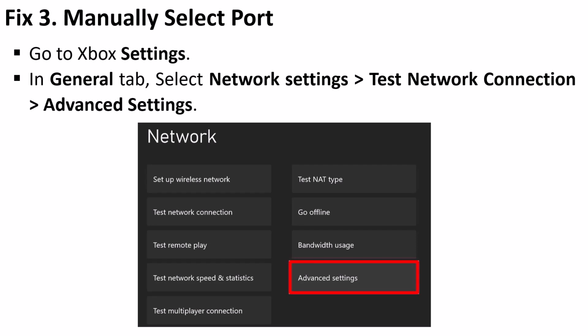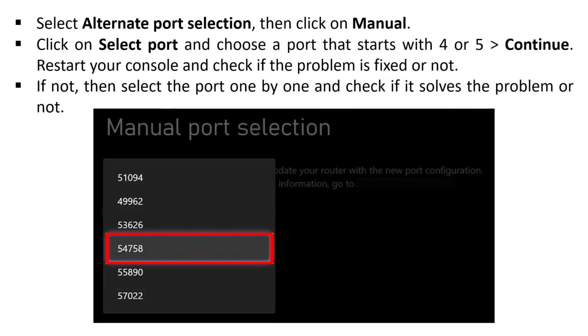Fix 3, manually select port. So go to the Xbox settings, in General tab select Network Settings, Test Network Connection, Advanced Settings. Select alternate port selection, then click on Manual, click on Select Port and choose a port that starts with 4 or 5, continue. Now restart your console and then launch the game and check if your problem is solved or not. If not, then select the ports one by one and see which one works for you.